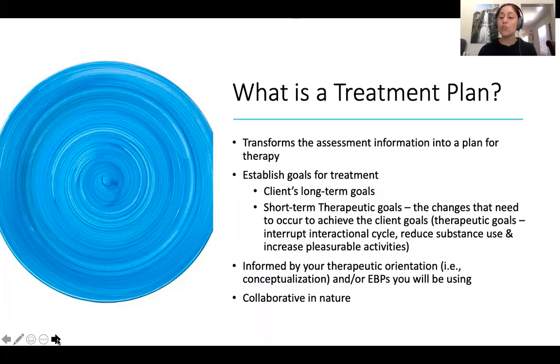Your selection of goals should be informed by your therapeutic orientation and/or the evidence-based programs that you'll be using in therapy. Treatment plans should always be collaborative. The goals should be developed with the client and agreed upon by all involved in the treatment plan. If the client doesn't agree with the goal or doesn't think that it will help them achieve their long-term goal, they're going to be less motivated to work toward achieving it. So making the goals collaborative aligns with the best interest of the client and aligns with our ethical codes of autonomy and self-determination.